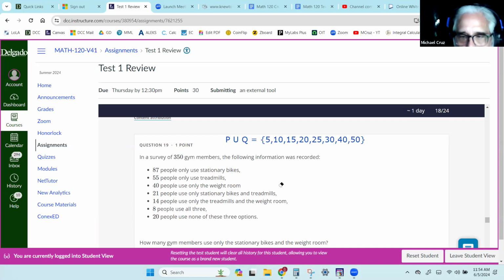In a survey of 350 gym members, the following information was recorded. 87 people use only stationary bikes. 55 only use treadmills. 40 only use the weight rooms. 21 people use only stationary bikes and the weight room. I'm sorry, and stationary bikes and treadmills. And 14 people use only the treadmills and the weight room. 8 people use all three. 20 use none of these options. What in the world do we do with this?